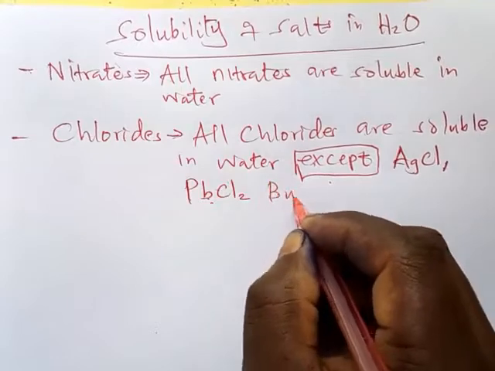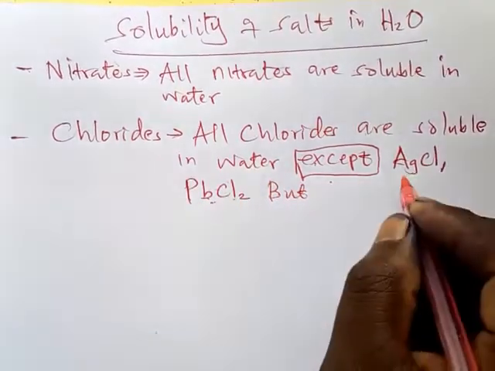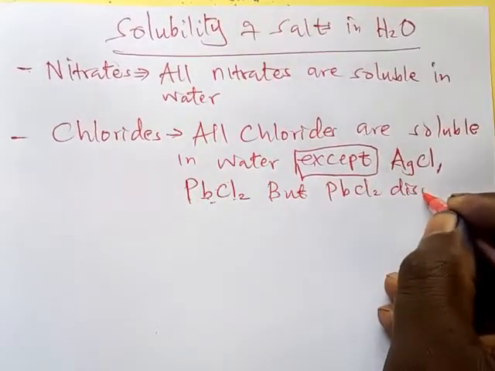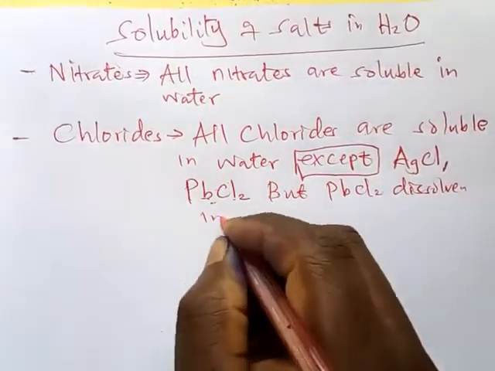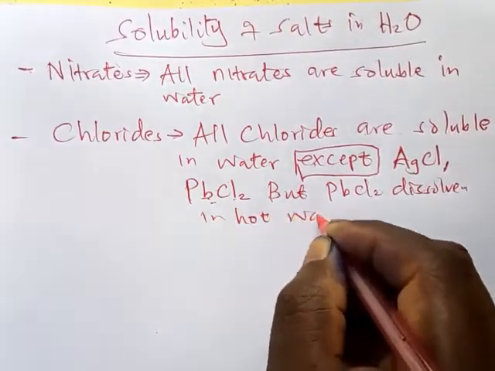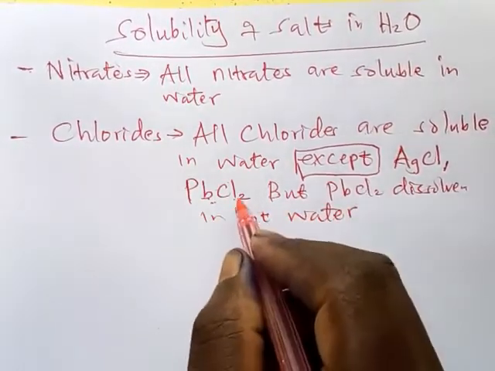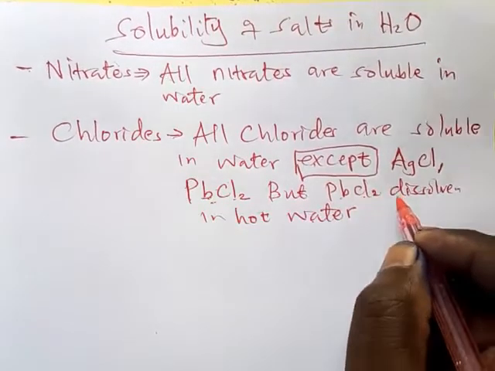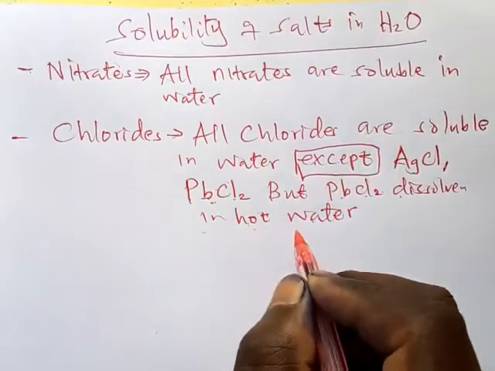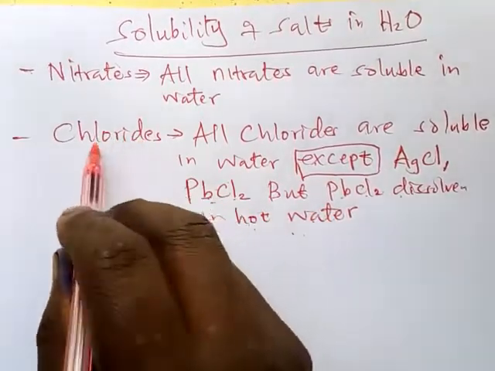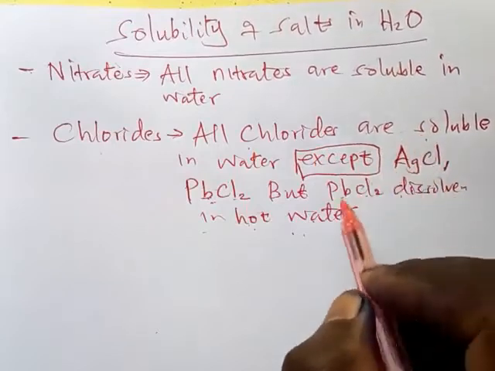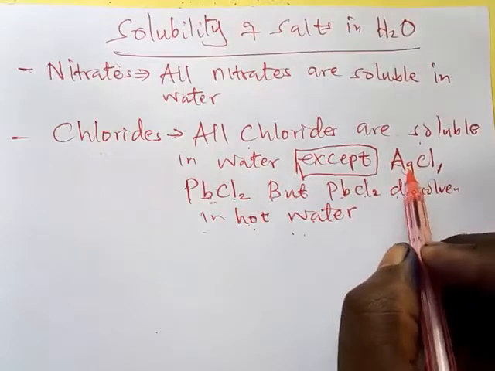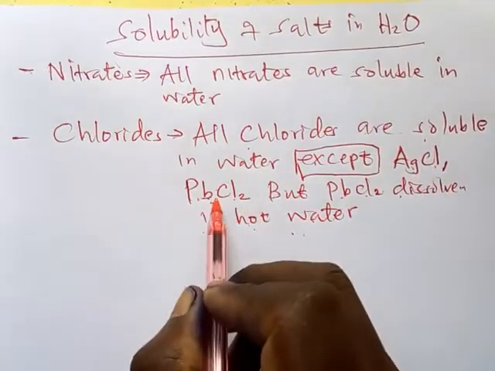But the difference between lead chloride and silver chloride is that lead chloride dissolves in hot water. When you warm the white precipitate of this, it will dissolve to form a colorless solution. Therefore, lead chloride is soluble in hot or warm water. Very important. So all chlorides dissolve in water, forming a colorless solution, except silver chloride and lead chloride.